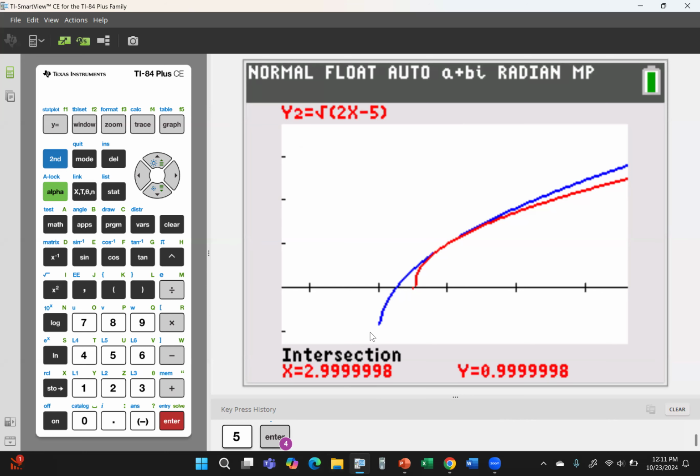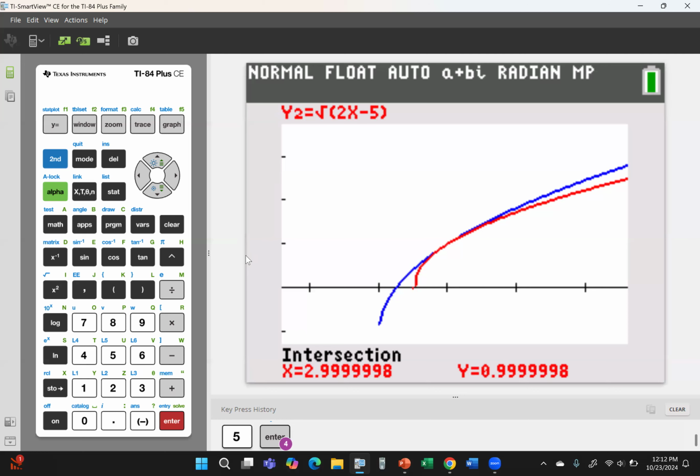3.00. It's rounded because of our guess. See, if your guess is not perfect, it's going to round it. It's going to give you an estimate because it uses an iterative process to get the answer. But 3.00000 is 3. 2.999999 is 3.